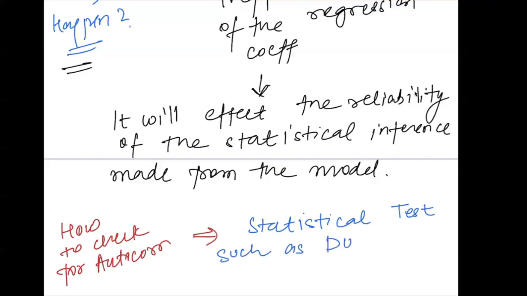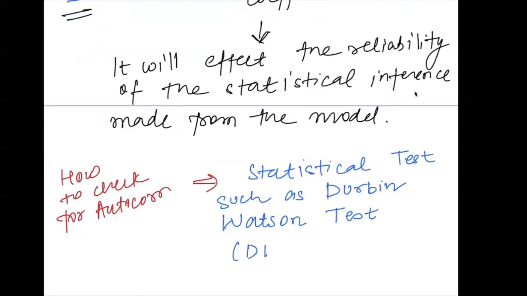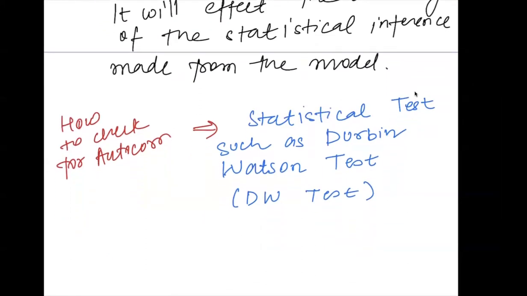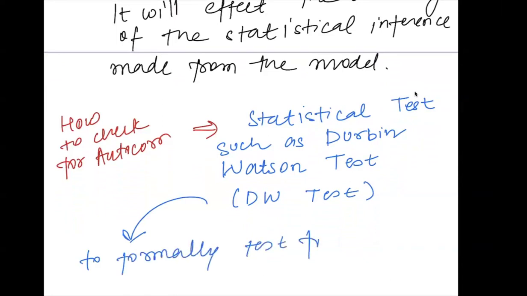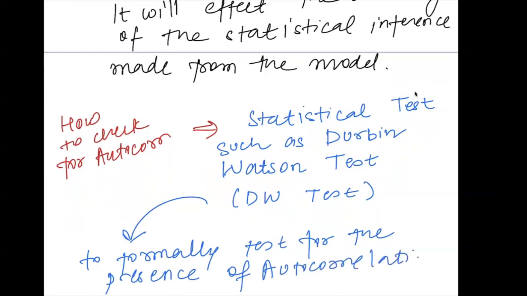Durbin Watson test. It is also called the DW test. Okay, Durbin Watson test, or it can also be called the DW test. And this test is actually used by practitioners or the industry people to formally test for the presence of autocorrelation between the residuals.